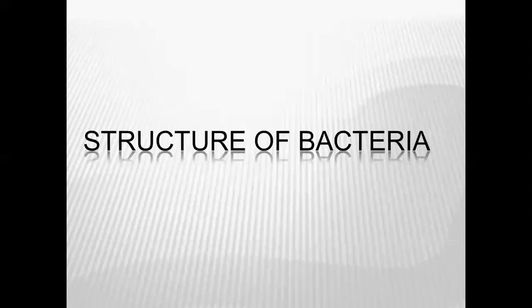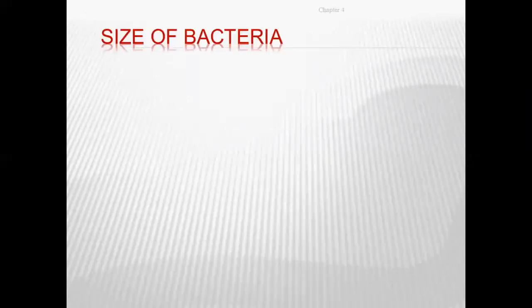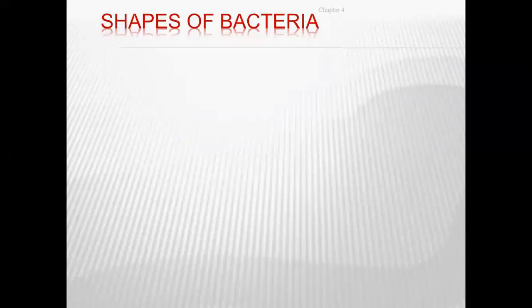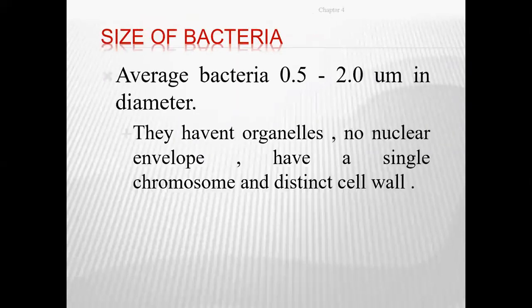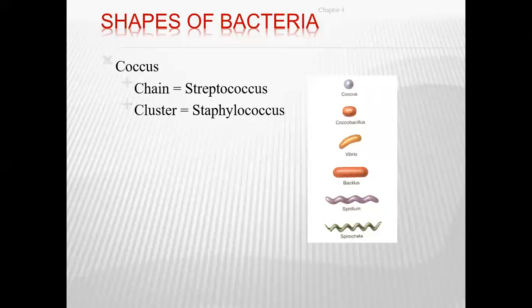Now we study the structure of bacteria. Cells of bacteria are about 0.5 to 2 micrometers in diameter. They have no organelles, no nuclear envelope, and have a single chromosome and a cell wall. Shapes of bacteria: cocci, or round, such as in the genus Streptococcus, or in clusters such as in Staphylococcus. The second is bacillus.